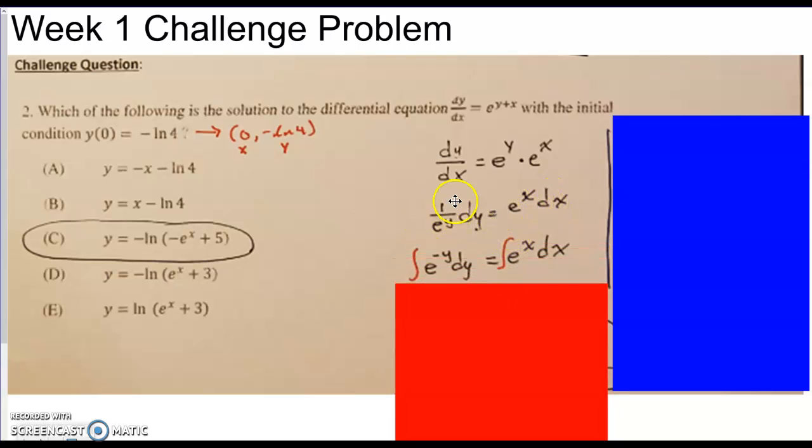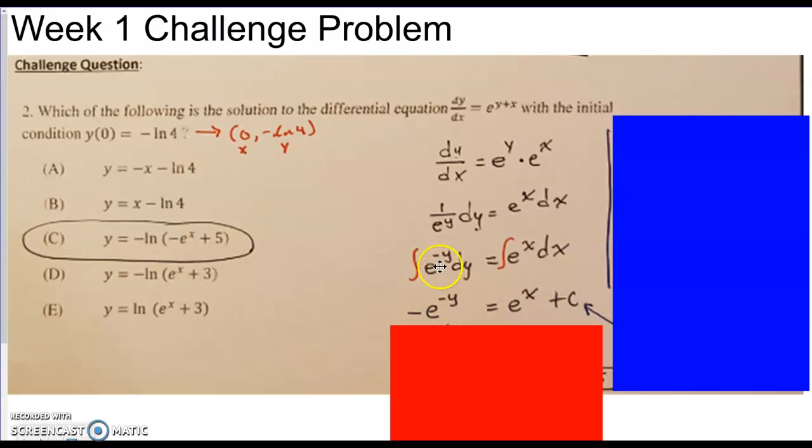Now we're able to integrate, but I don't like the way that this is written on the left-hand side. 1 over e to the y is better written as e to the negative y dy. Now notice the integral symbols. We're going to integrate both sides with respect to y and x.